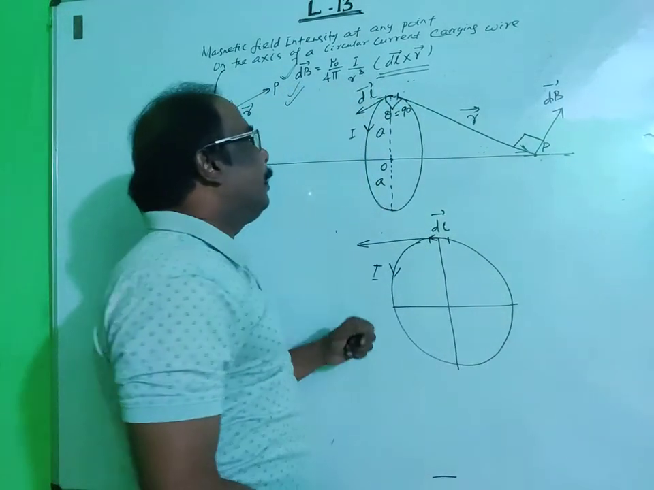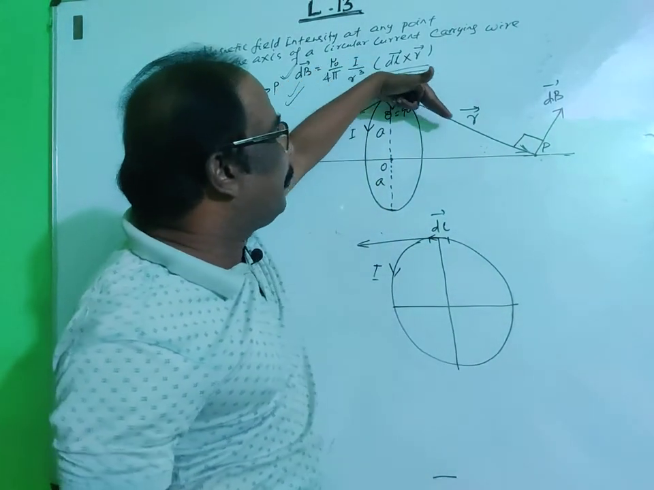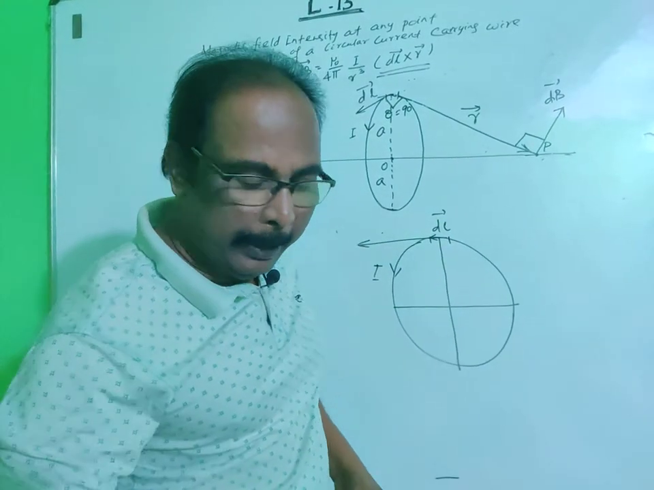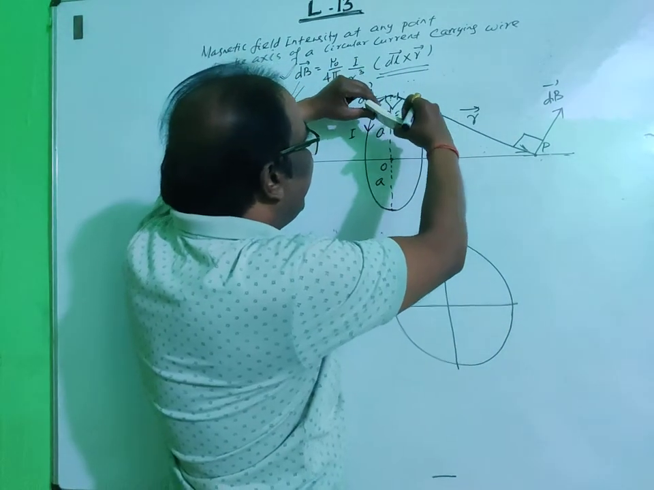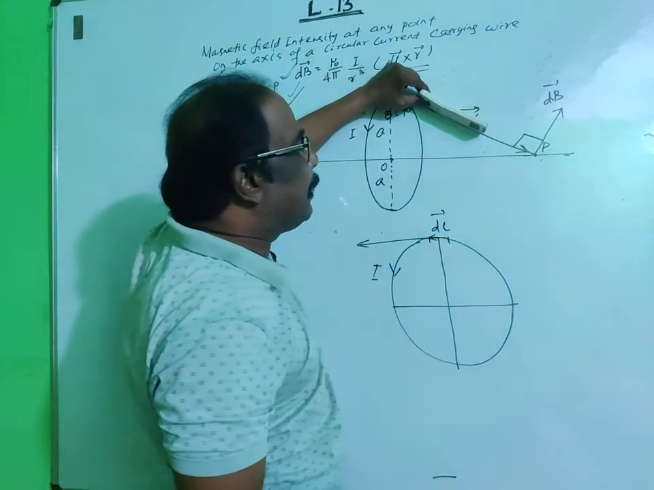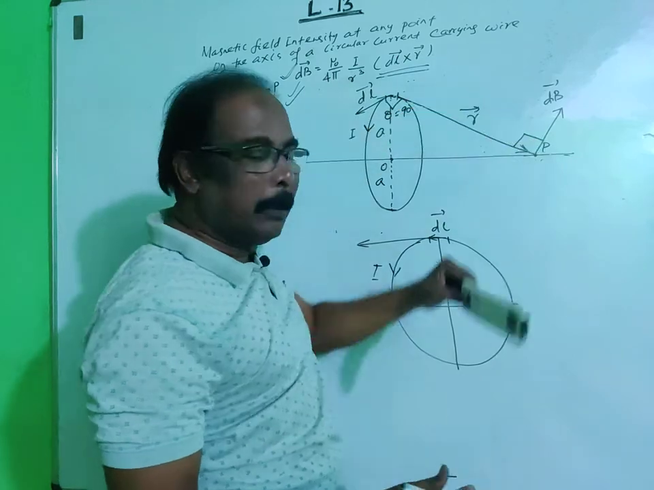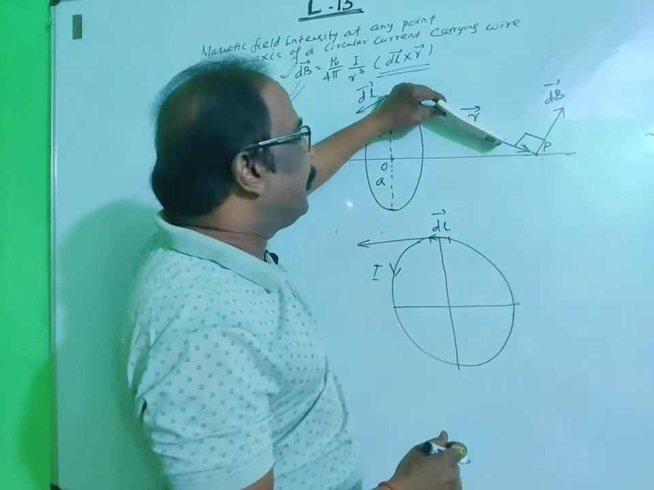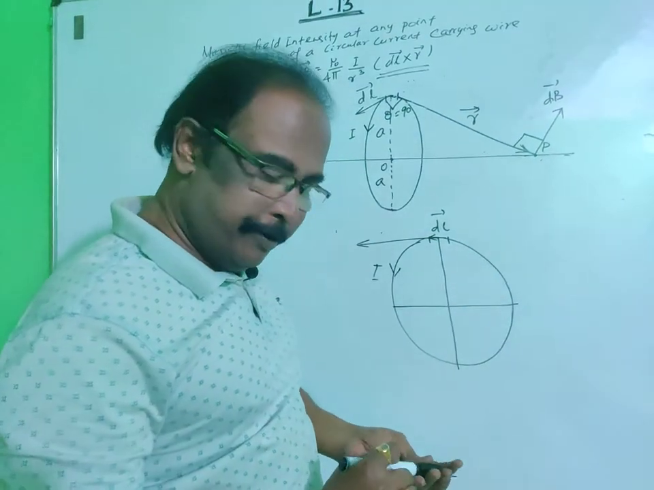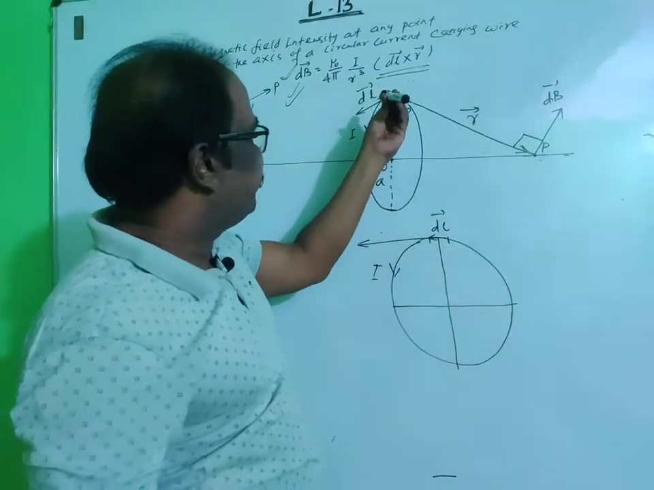Perpendicular to the plane of dL and r. This is the plane of dL and r. The plane is like this. dL is inwards and r is inclined. This is the plane of dL and r, and the direction of dB is perpendicular to the plane of dL and r. Okay, do you understand?